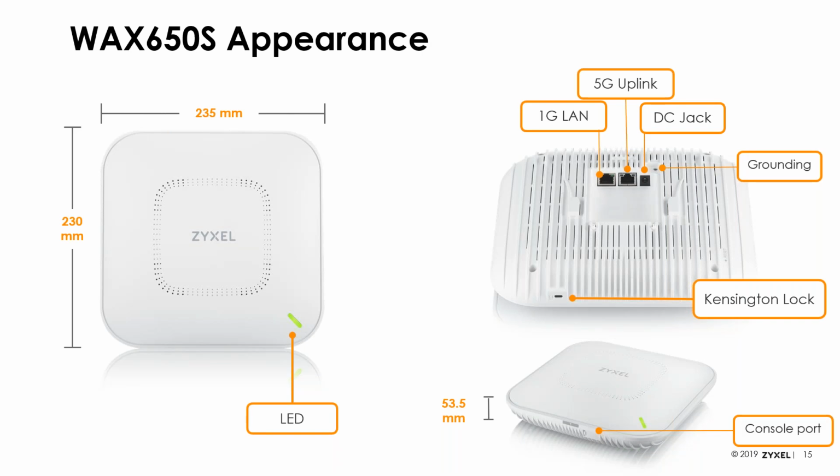On the screen, you are able to see the dimensions of the AP. And once again, you will see that the AP is made very robustly. It has a lot of hardware features as well, including a grounding socket, a 1 gigabit LAN port, which you can extend the network wired after the AP, and a Kensington lock socket and a console port if you might need it.